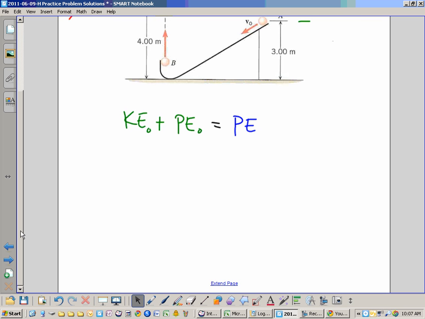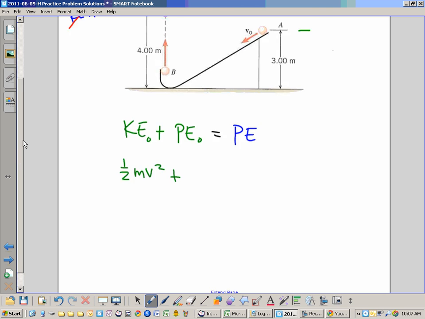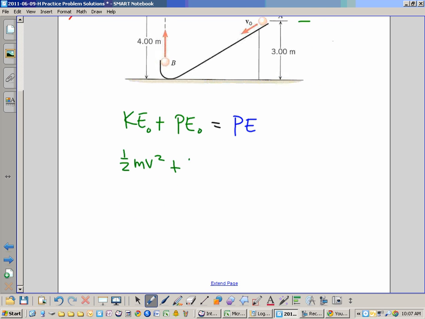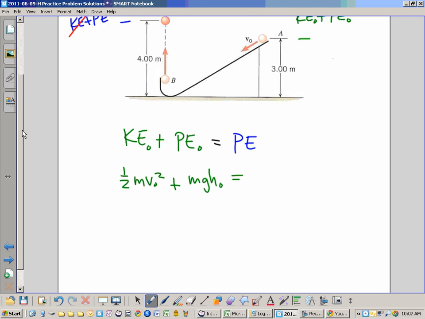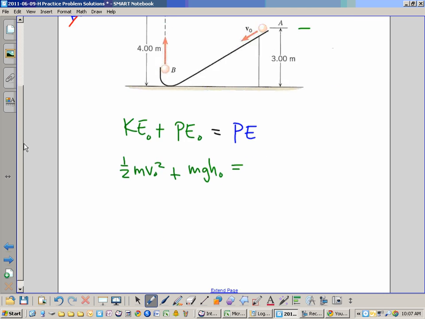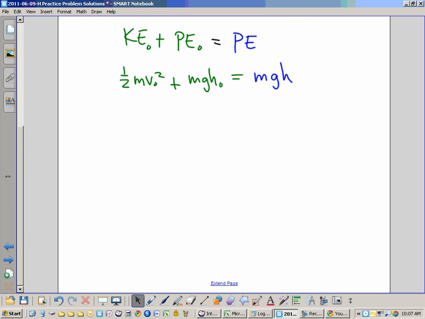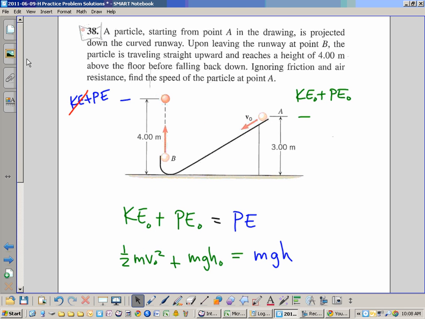All right, so now what is our kinetic energy at the beginning? It's one half m v naught squared, plus what's our potential energy at the beginning? m g h naught, is equal to potential energy, m g h final. Now they call this 3 and they call this 4.